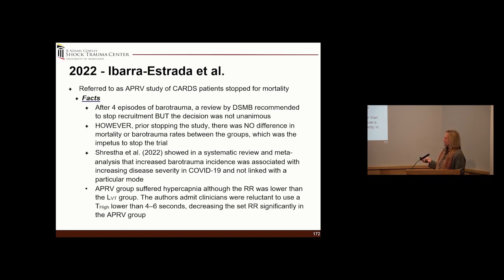Stracia in 2022 showed in a systematic review and meta-analysis that increased barotrauma incidence was, again, associated with the severity of disease in COVID patients, not the mode. We also did an editorial and wrote this up: the APRV group suffered hypercapnia, although the respiratory rate was lower than the tidal volume group. We even spoke to the authors, and they said their clinicians were not comfortable setting a T high lower than 4 seconds. So, of course, they had issues with hypercapnia.